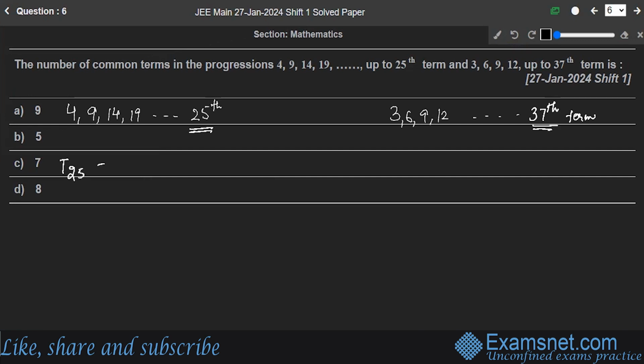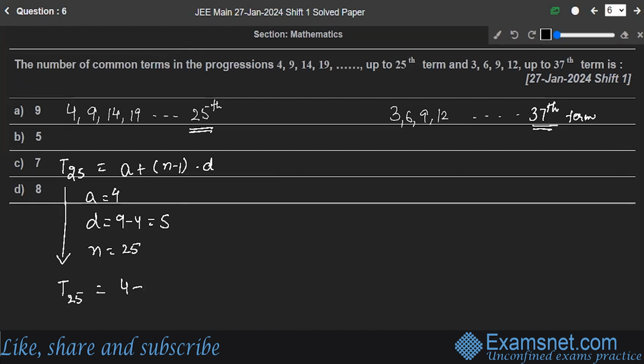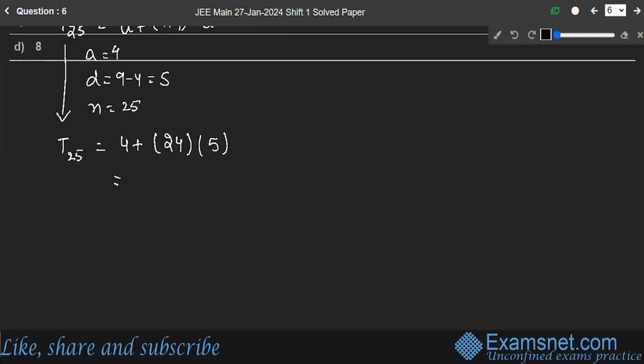So T25, you know the formula is first term plus (n minus 1) into d. Here a is equal to 4, d is equal to 9 minus 4, which is equal to 5, n is equal to 25. So T25 will be equal to 4 plus (25 minus 1) multiplied by 5. That will be 124. Now the series becomes 4, 9, 14, 19 up to 124.